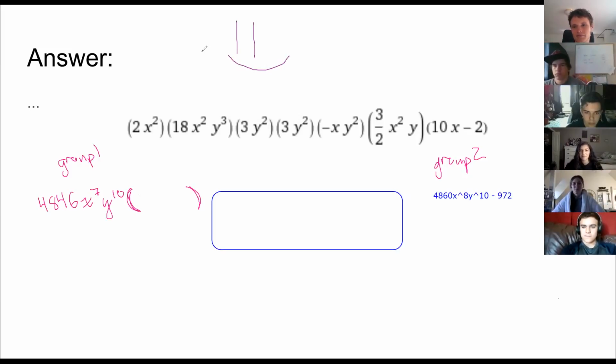Splitting the work up was like a semi-effective strategy. Semi-effective. How did you split it up? Because I think there's a few different ways you could.